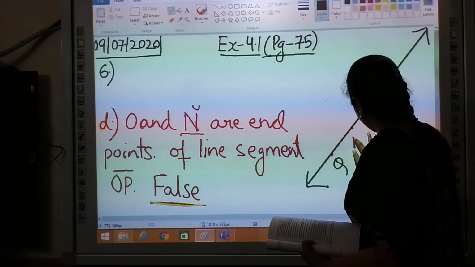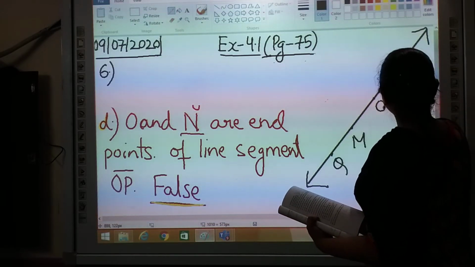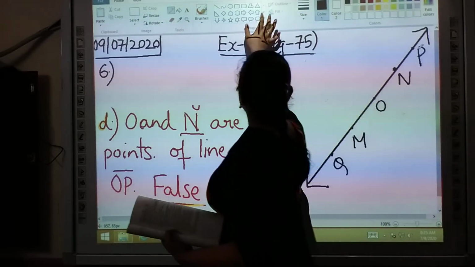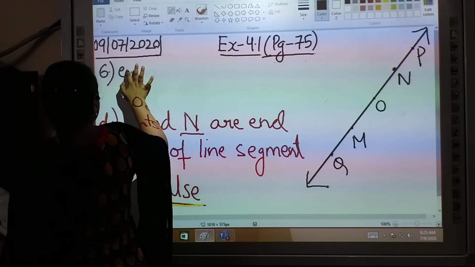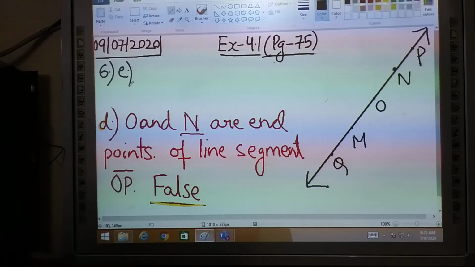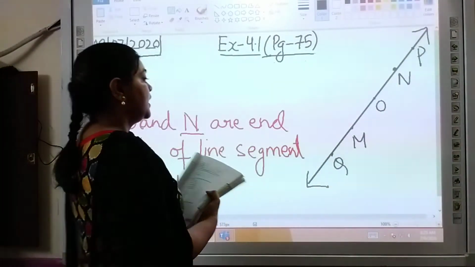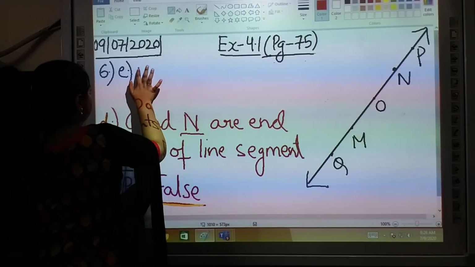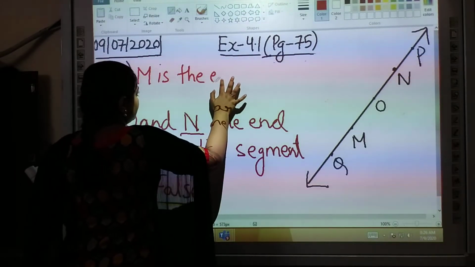Q, M, O, N and point P. Okay, now moving on to the fifth part of the question. The fifth part is asking: M is one of the end points of line segment OQ. The question is, M is the end point.